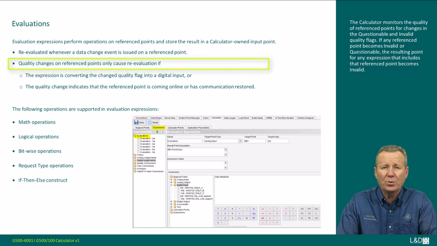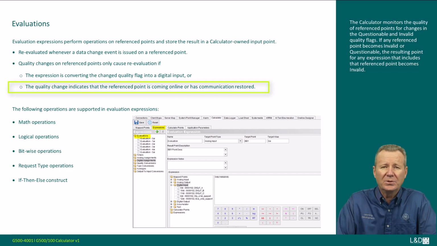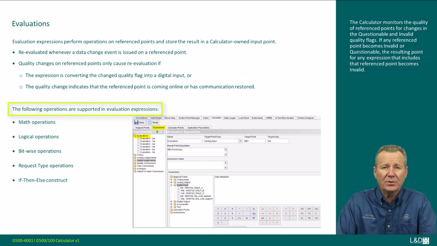Quality changes on reference points only cause re-evaluation if the expression is converting the change quality flag into a digital input, or if the quality change indicates that the reference point is coming online or has had communications restored. The calculator monitors the quality of reference points for changes in the questionable and invalid quality flags. If any reference point becomes invalid or questionable, the resulting point for any expression that includes that reference point becomes invalid.